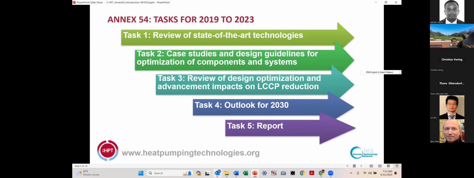We ran from 2019 to 2023, with the following 5 tasks. The first task was reviewing state-of-the-art technologies using low global warming potential refrigerants. The second task was case studies and design guidelines for optimization of components and systems. The third task was reviewing design optimizations and advancing the impact of LCCP reductions. The fourth task was making an outlook for 2030, and the last task was making a report.